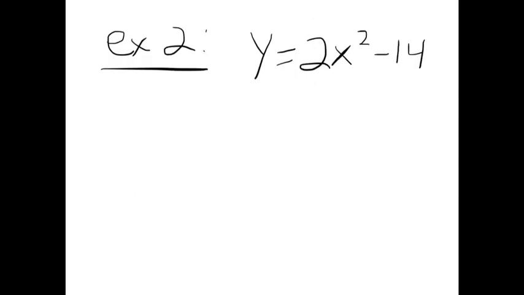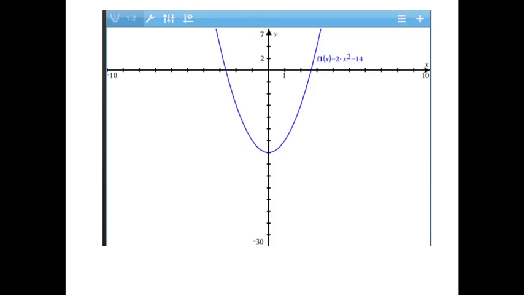In example 2, we've got a similar situation, but the numbers aren't as pretty, so we're going to have to do a little bit more work. This is a much more realistic situation. Again, looking at the graph, here's the equation, 2x squared minus 14. We can see that, again, it has a minimum point, and it crosses at two values on the x-axis. But notice that those intercepts do not line up to nice, easy numbers.